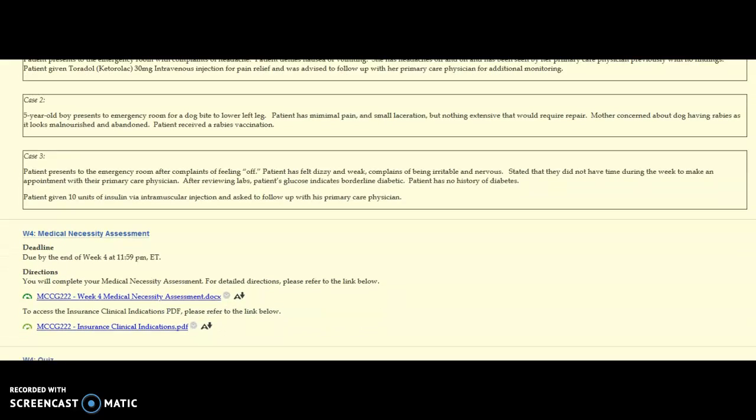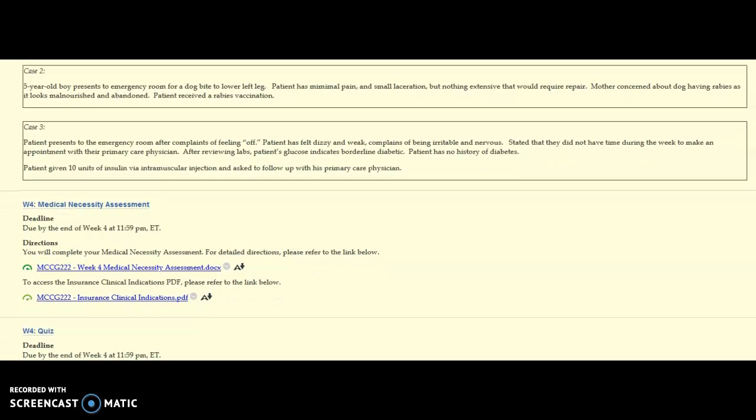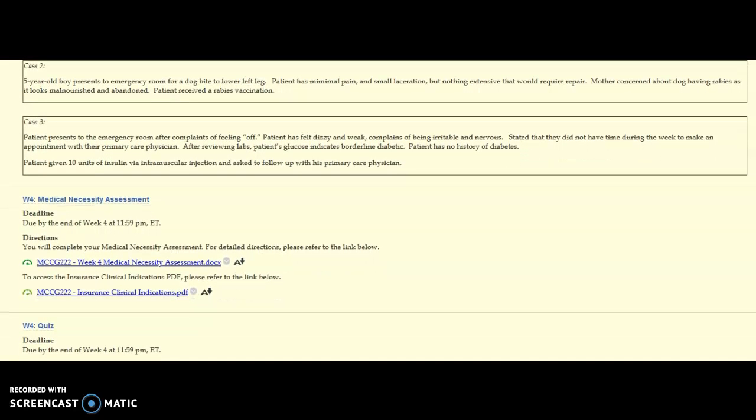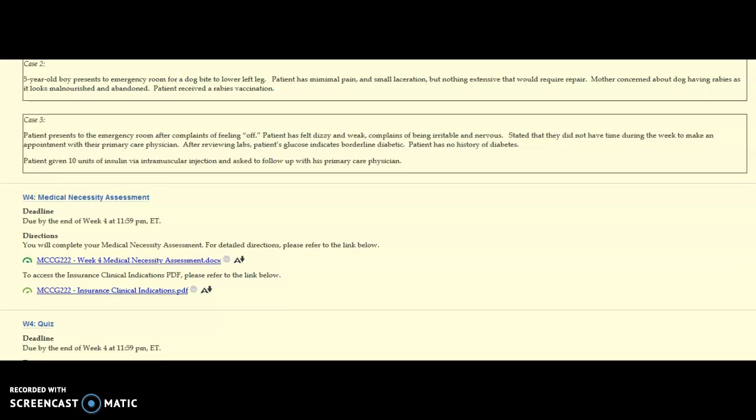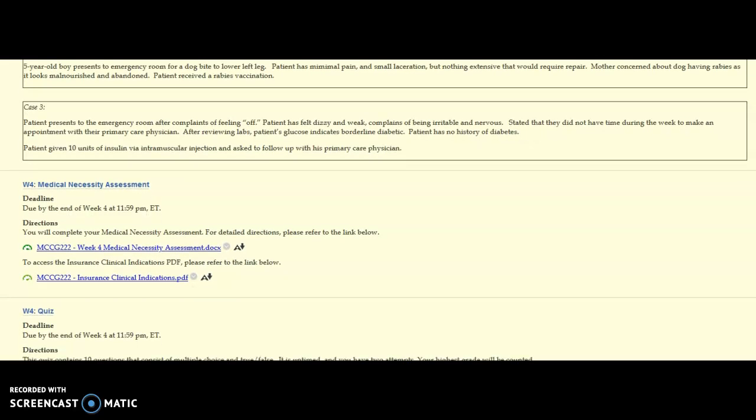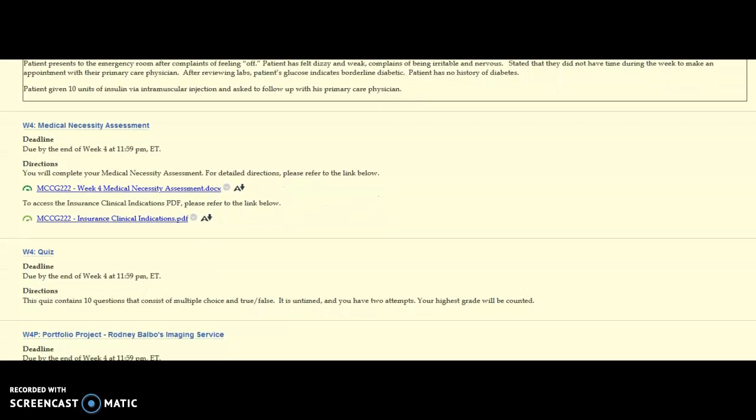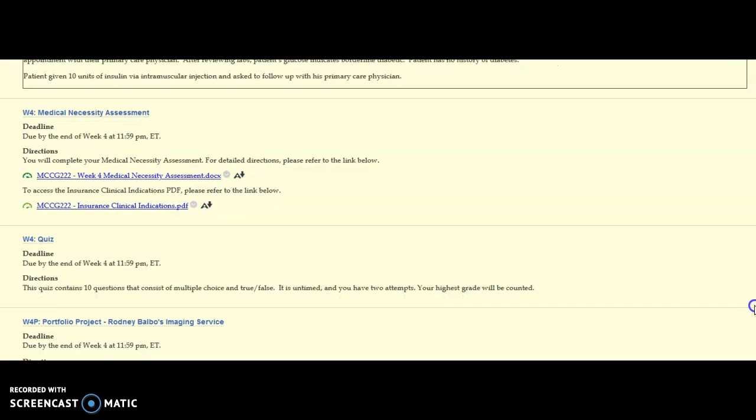Then we also have a medical necessity assignment that you're going to be looking at some insurance documentation, and then you're going to be determining, is this procedure considered medically necessary based on the documentation the provider had. We're also going to have a quiz. It's just going to be a 10-question multiple choice true false, as well as continue in on the portfolio project.